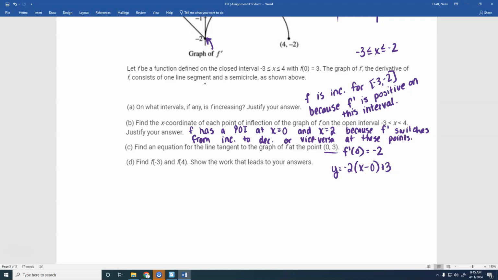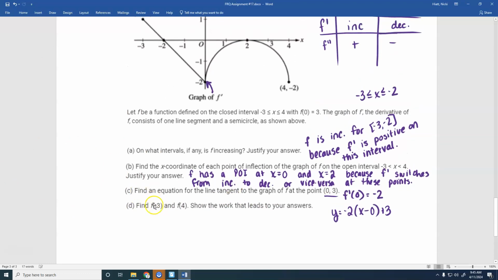All right, so last part, and this is the current part. This is the stuff that comes from Unit 8. We need to find f of negative 3 and f of 4. We don't have the graph for f, right? But we do know that f of 0 equals 3. That's going to be our starting point. I'm going to actually find f of 4 first, because it's going in the positive direction from f of 0.